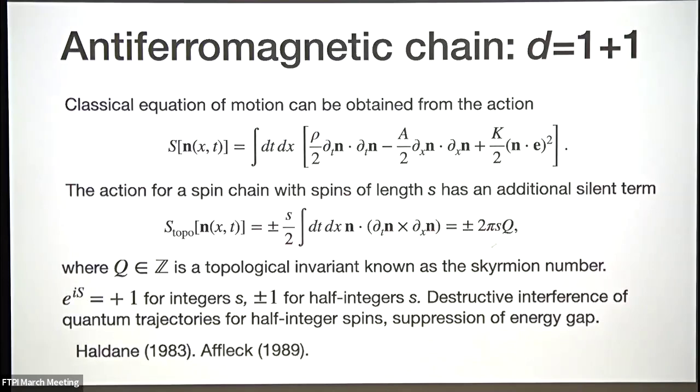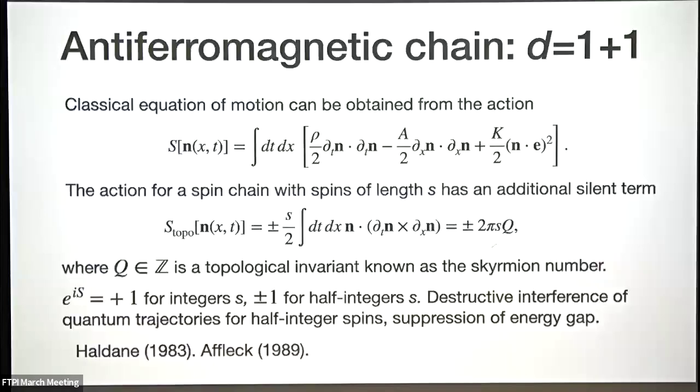And a topological invariant is something that doesn't change if you make small deviations, small variations. And that means that it has zero variation, so it has no contribution to the classical equation of motion. However, it has an important influence on the quantum mechanics of the system. Because this piece of action turns out to be proportional to an integer number times the spin length times 2 pi. If you exponentiate it, it could be only plus 1 for integer spins, but it could be plus or minus 1 for half integer spins.